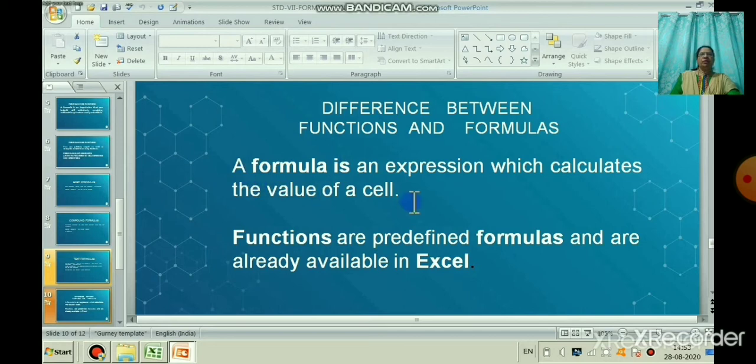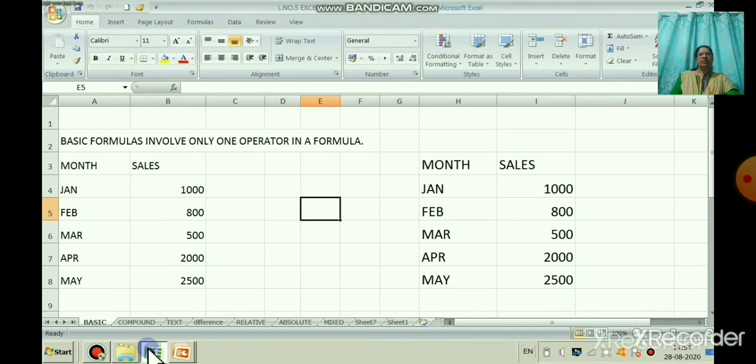Now, we will learn the difference between the functions and formulas. A formula is an expression which calculates the value of a cell, but the functions are predefined formulas and are already available in Excel. Yes children, we will learn with the help of Excel, we will learn now basic, compound and text function. So, we will start with Excel.